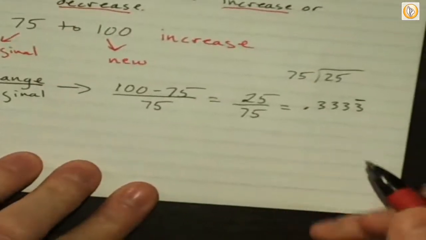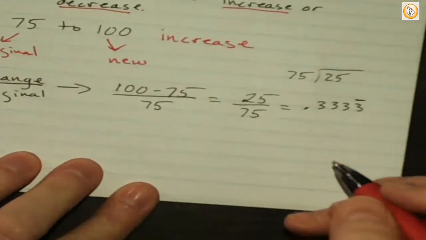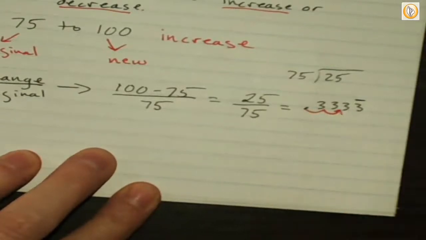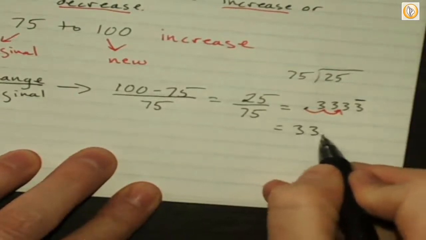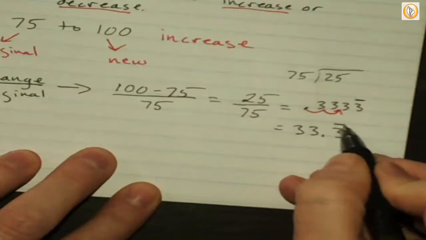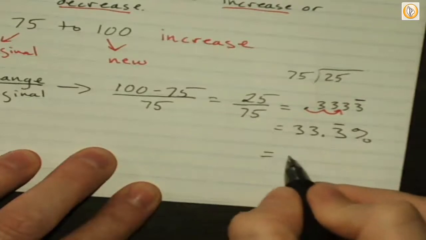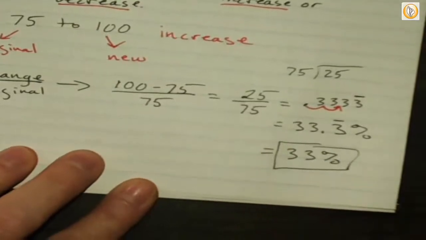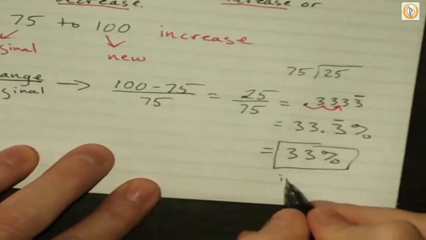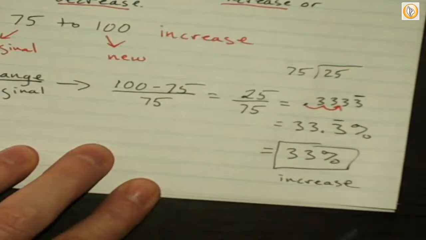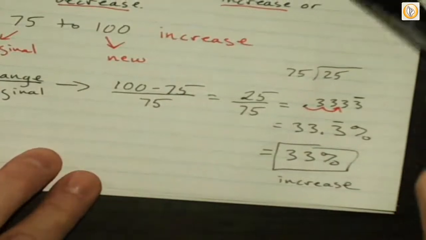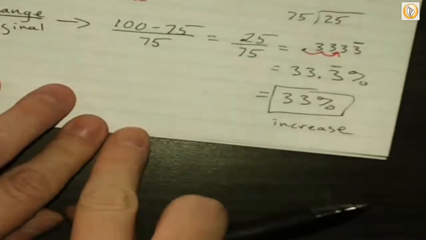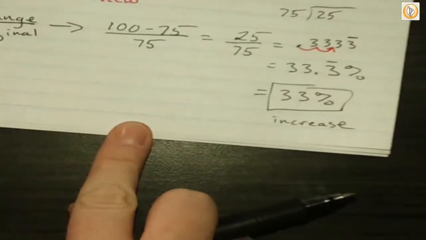That would be wrong. So how do I change it to percent, Kelly? Move that decimal right by 2 places. Move it 2 places, and I get 33.3 repeating percent. We can round that to just 33%. There we go. And it's an increase. There you go. So that whole times 100%, don't worry about that. Just move the decimal like you've been taught. Any questions?